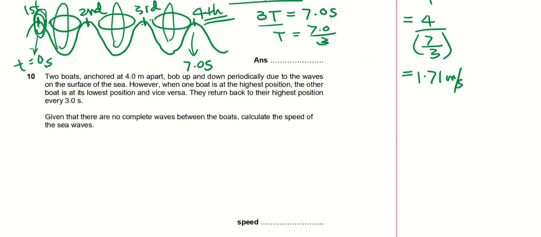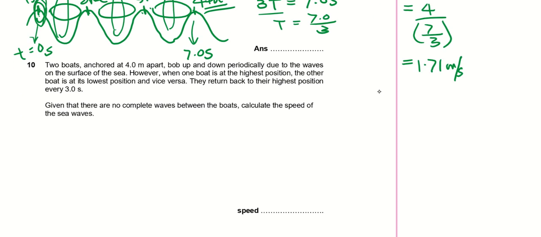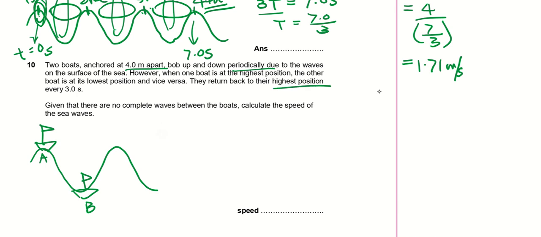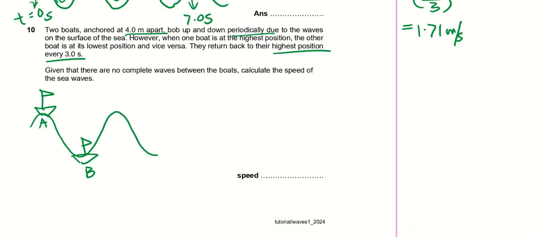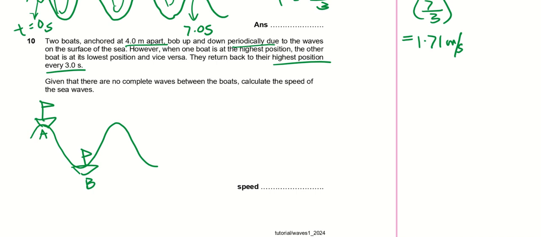Okay, question 10, we can still do. Two boats anchor 4 meters apart, and bob up and down periodically due to the waves on the surface of the sea. However, when one boat is at the highest point, so example, this is the boat, at the highest point, the other one is at the lowest point. So this is boat A, this is boat B. And vice versa. They return back to their highest position every 3 seconds.